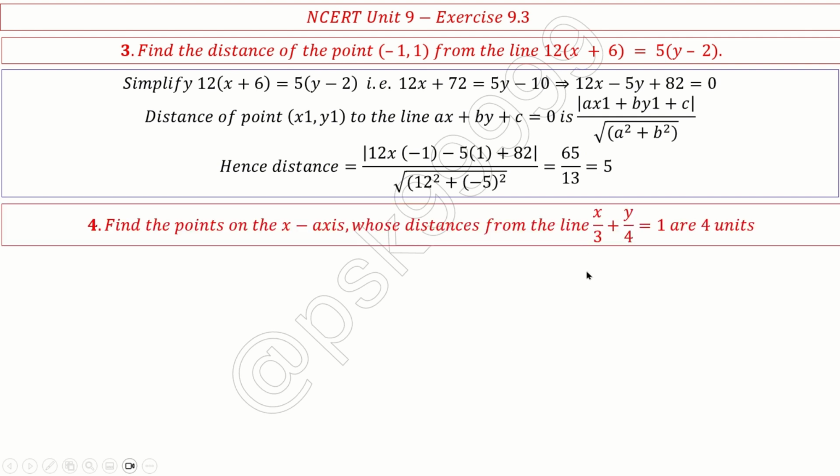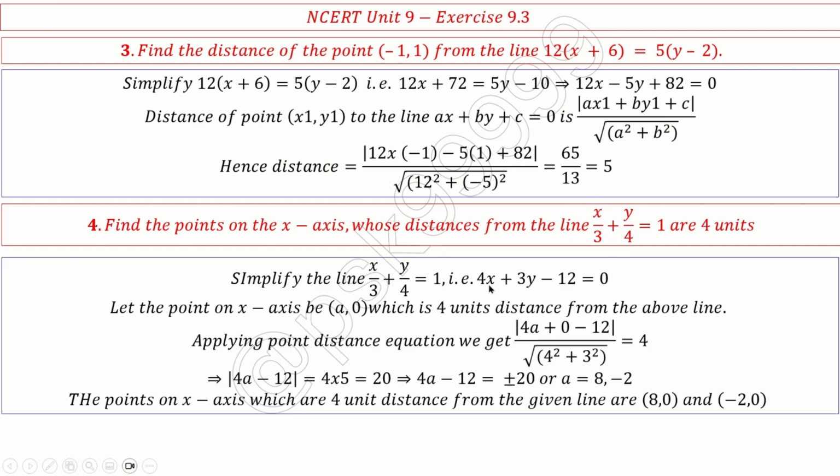Find the points on the x-axis whose distance from this line is 4 units. Now, this is slightly different, but very simple. It's a point on the x-axis, so it should be of the form a comma 0, right? You make this line equation into general form, which is nothing but 4x plus 3y minus 12 equal to 0. Then substitute a comma 0 here.